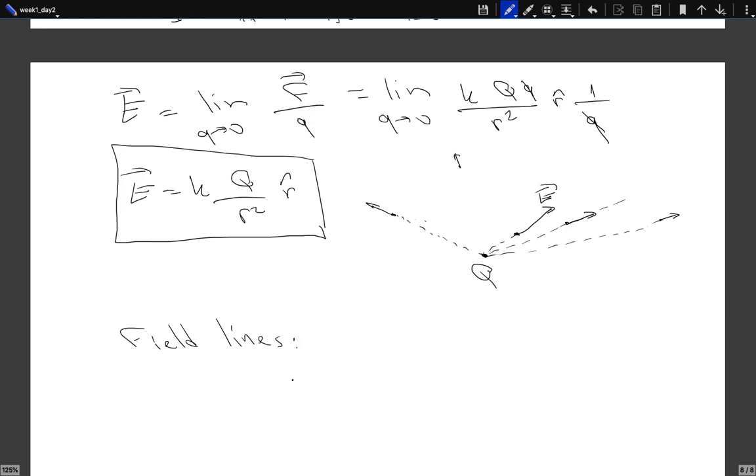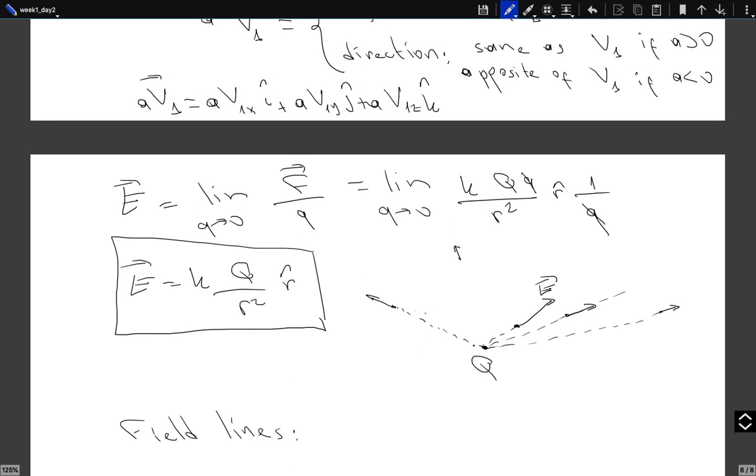Well, essentially, what field lines do is this. At this point, I'm very close to the charge Q. The electric field will be pointing in that direction, and it will be huge. At this point, it will still be in the same direction, but a bit smaller. At this point, still in the same direction, even smaller, etc.